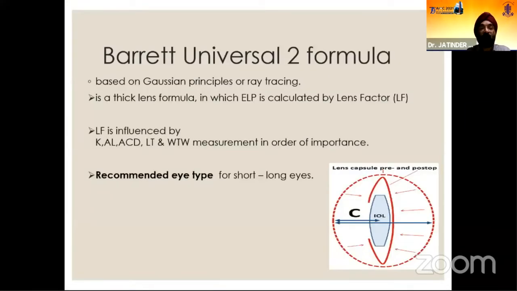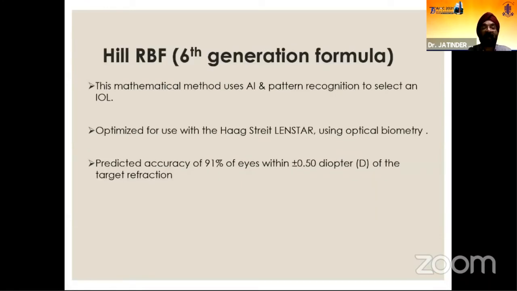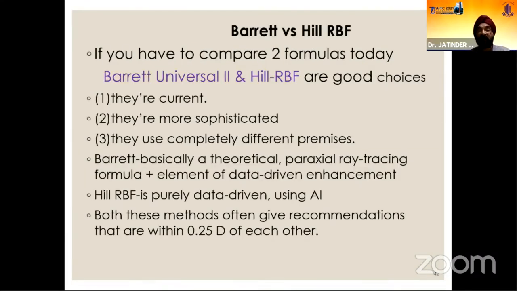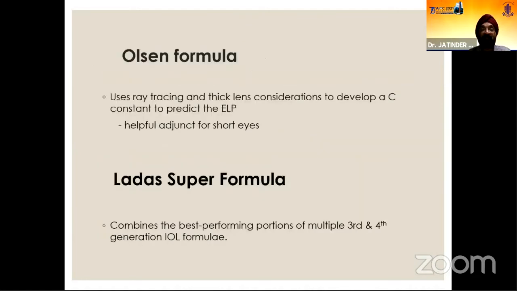Barrett Universal 2 formula is recommended for short and long eyes. Along with other parameters, it also measures lens thickness and white to white measurement. Hill RBF, as I told, is incorporated with the Lenstar machine, and the predicted accuracy of 90% is there of the target refraction. And if we compare these two modern day formulas, Barrett Universal 2 and Hill RBF, we'll be surprised that they use different premises. Both are current, both are more sophisticated, but both these methods give us recommendations that are within plus or minus 0.25 to 0.5 diopters of each other.